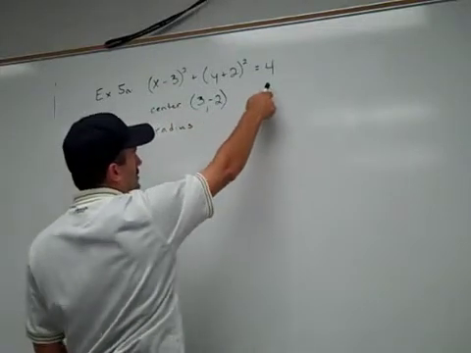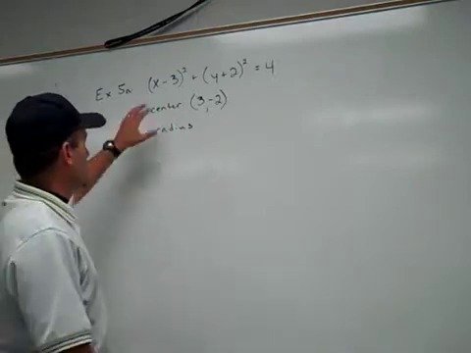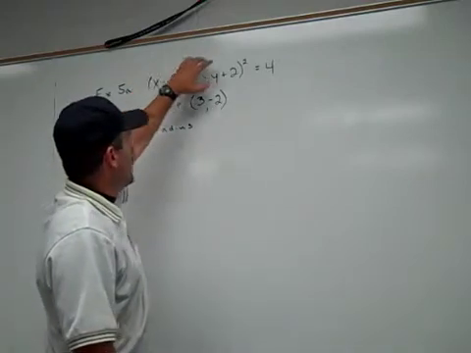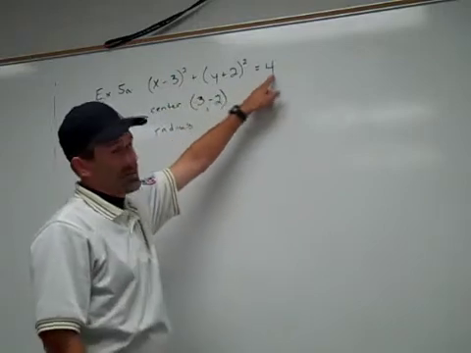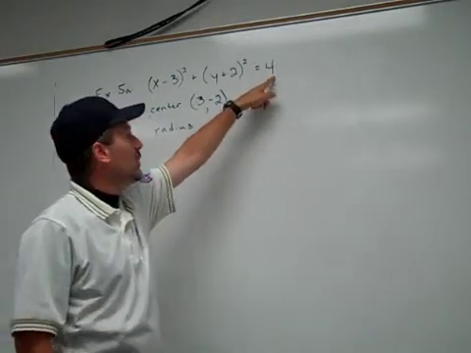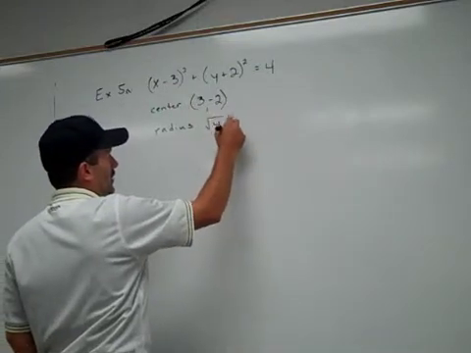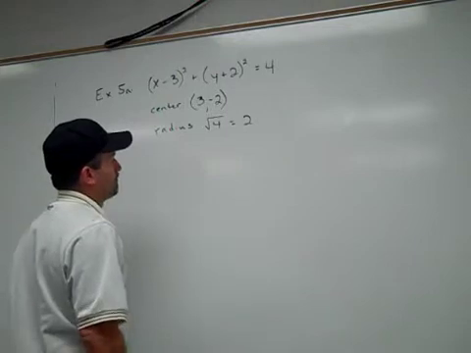The other thing we have to look at is the radius, and we get that information from over here. The basic equation for a circle has the x stuff squared plus the y stuff squared is equal to the radius squared. So if the radius squared equals 4, we know that the radius in this case has to be the square root of 4, which is 2.